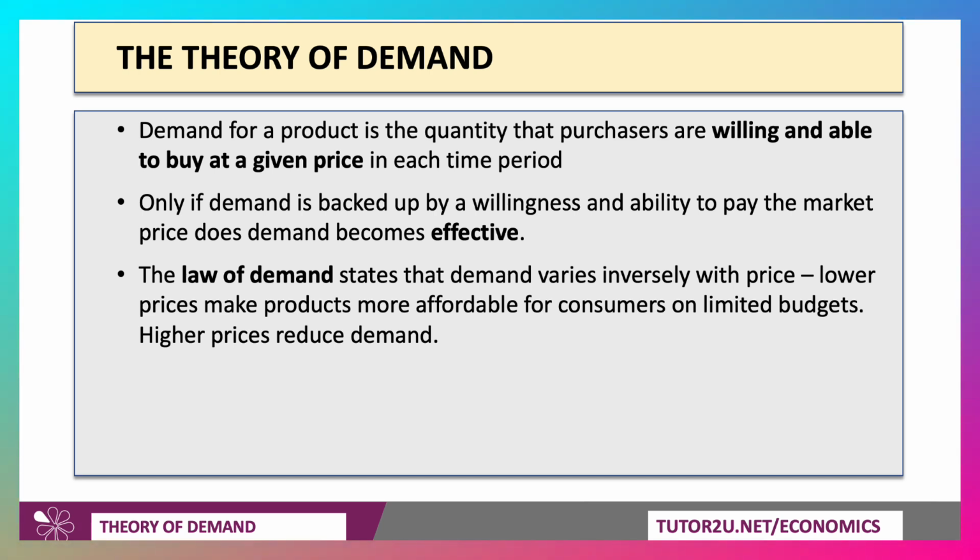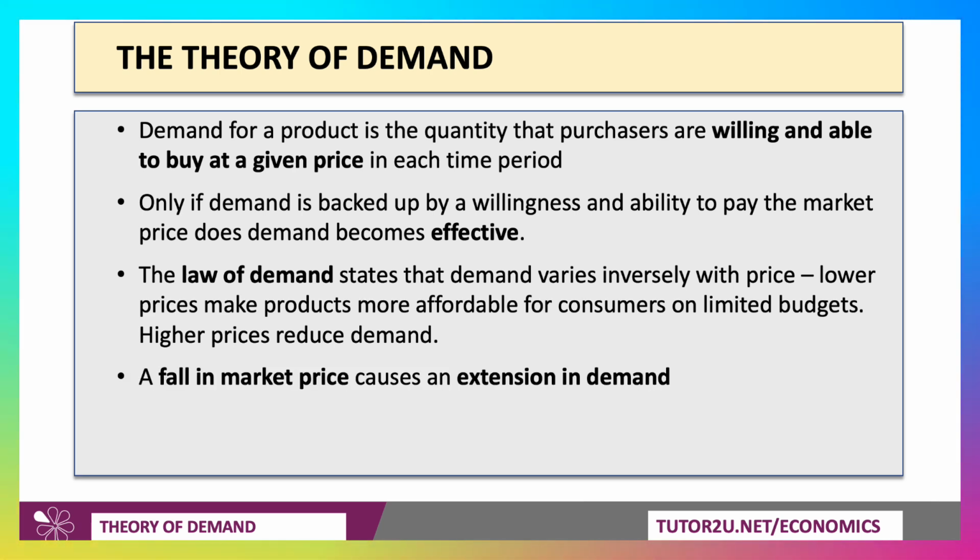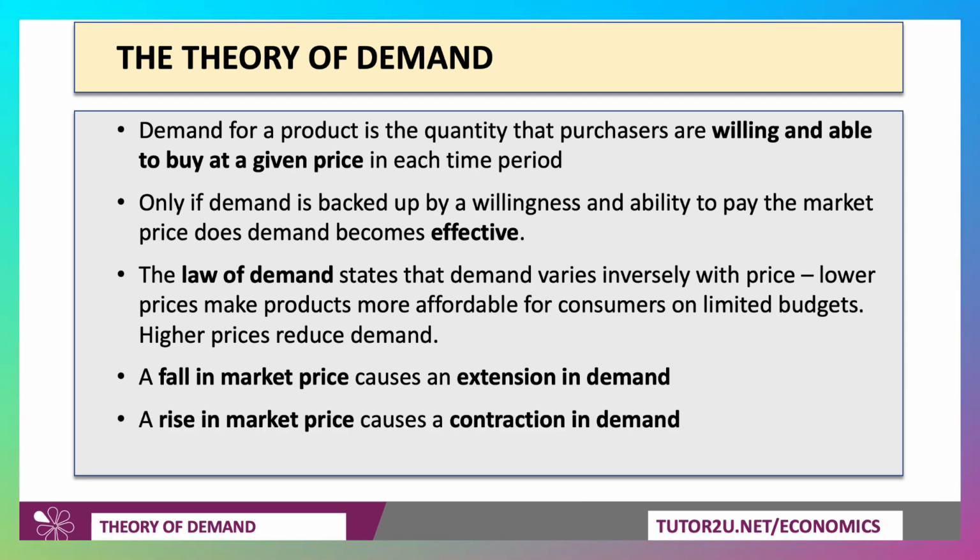So demand is the quantity that people are willing and able to buy at a given price in a given time period. Only if demand is backed up by a willingness and ability to pay the market price does demand become effective. The law of demand states that demand for a product varies inversely with the price. Lower prices make things more affordable for consumers on limited budgets. Higher prices reduce demand. So a fall in market price causes an extension in demand. A rise in market price causes a contraction in demand.